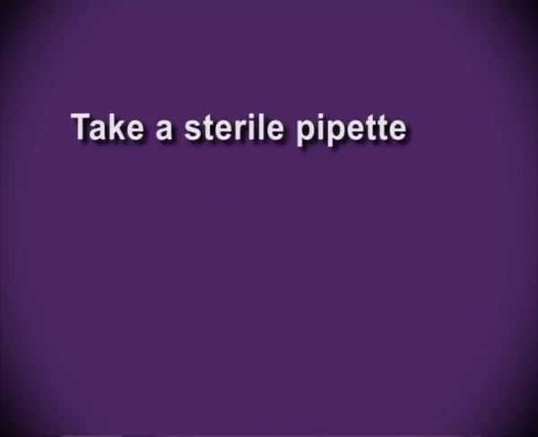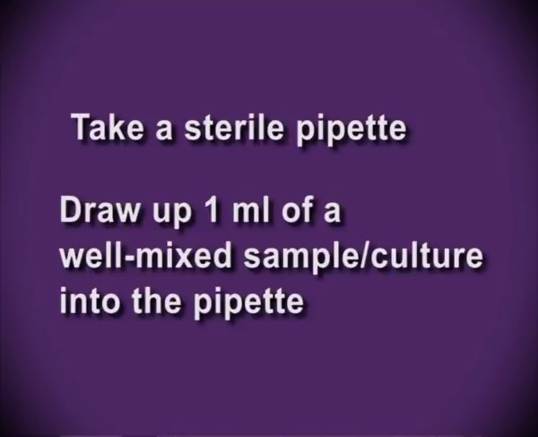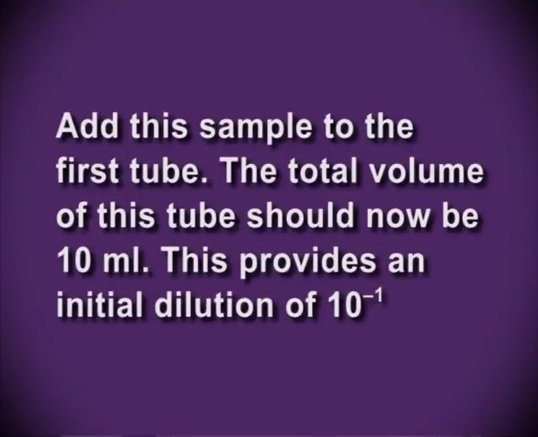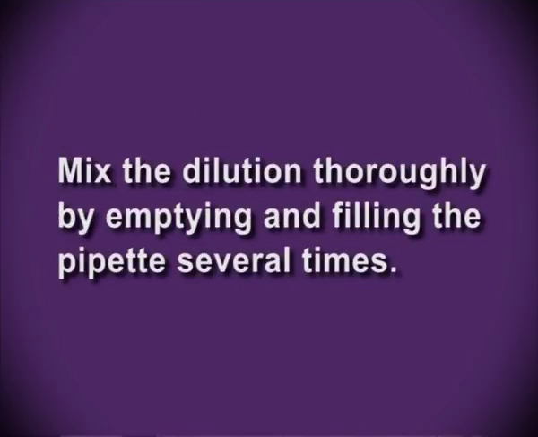Procedure: take a sterile pipette, draw up 1 ml of well mixed sample or culture into the pipette, and add the sample to the first tube. The total volume of this tube should now be 10 ml. This provides an initial dilution of 10 raised to the power minus 1. Mix the dilution thoroughly by emptying and filling the pipette several times.